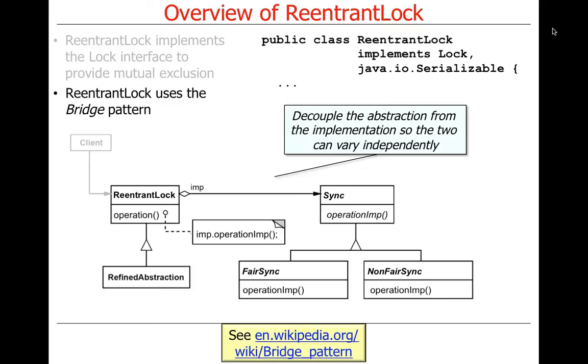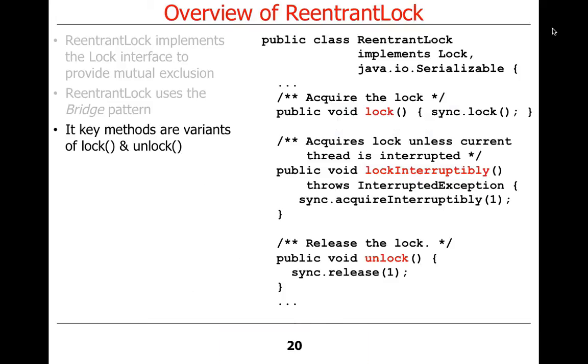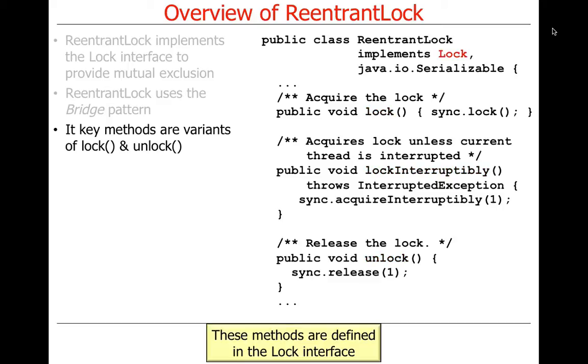All right, it uses the bridge pattern. We talked about that before. Don't have to talk a lot about that. The key methods in a ReentrantLock, surprise, surprise, are variants of lock and unlock. I know that comes as a surprise, but that's what they basically do. And as you can see here, these methods are defined in the lock interface. So ReentrantLock implements Lock, and it also implements java.io.Serializable.